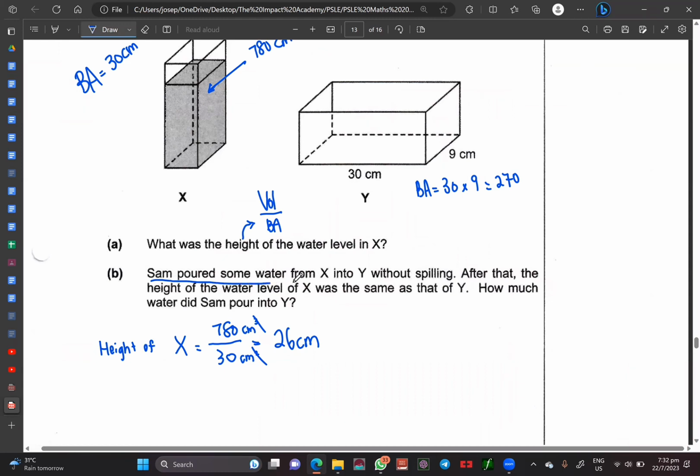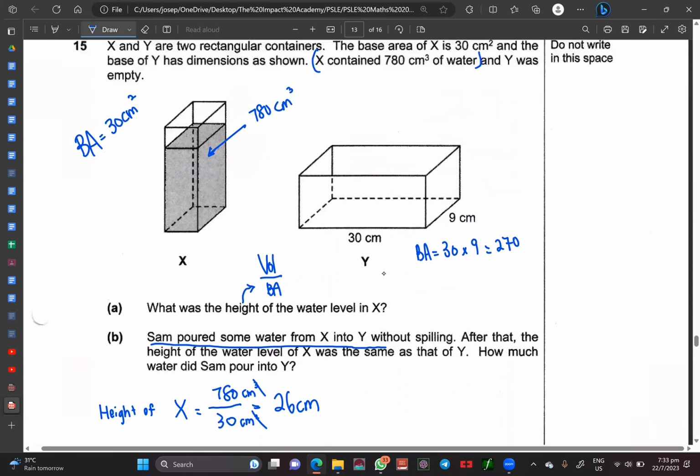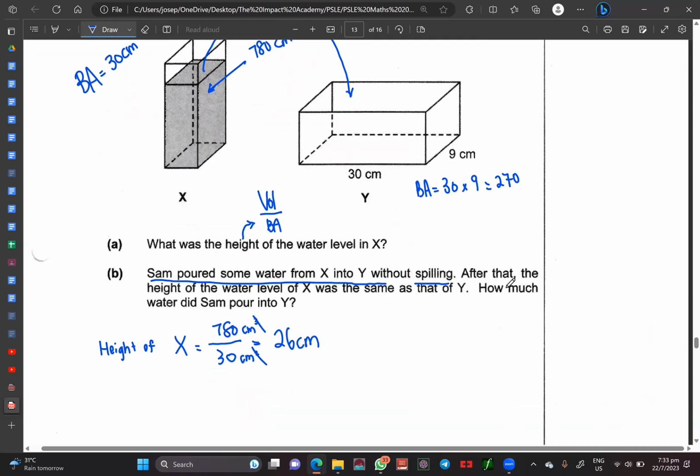So once I'm done with this, I read in B, all right, it says that Sam poured some water from X, you must see from where to where. I love to draw the arrow from X into Y without spilling. That means some of the water from X goes into Y. After that, the height of the water level of X was the same as that of Y. Very critical sentence, very important sentence.